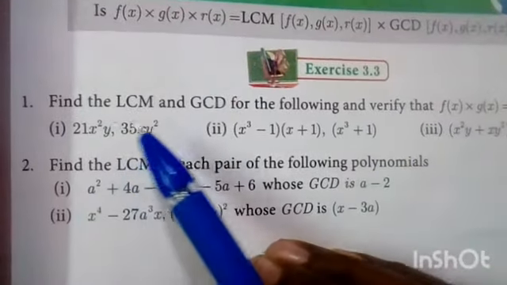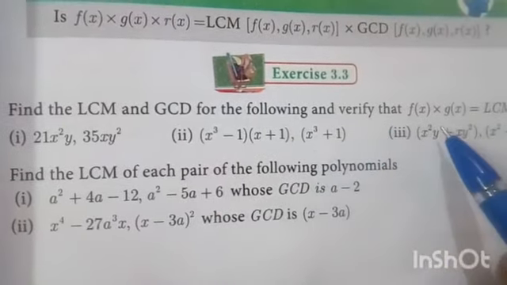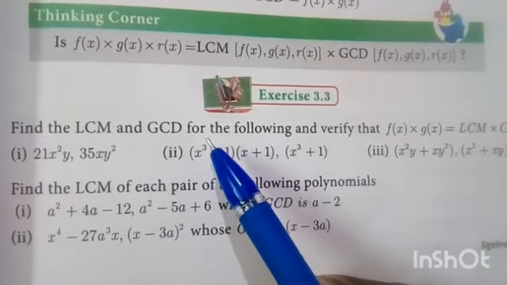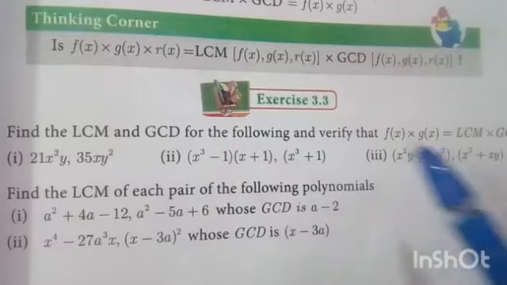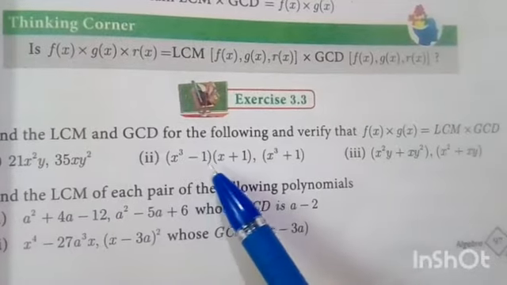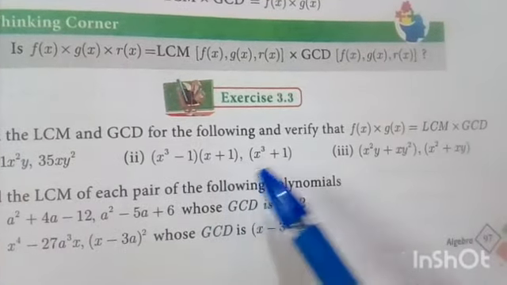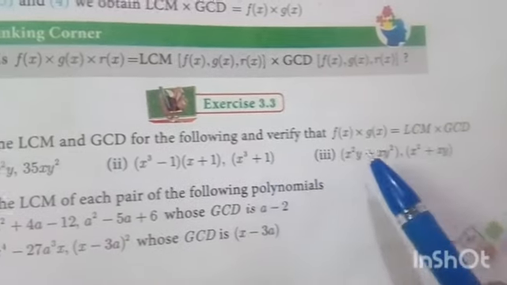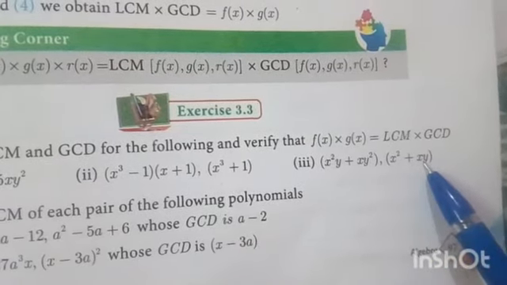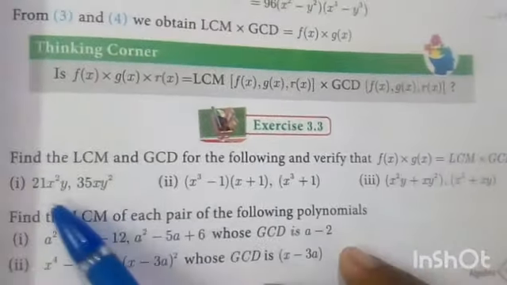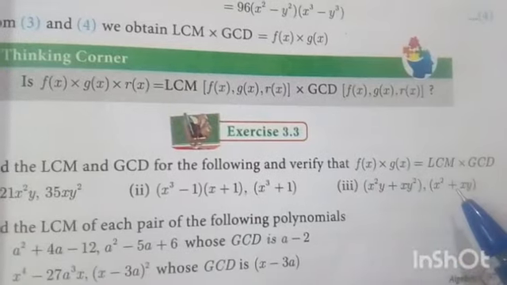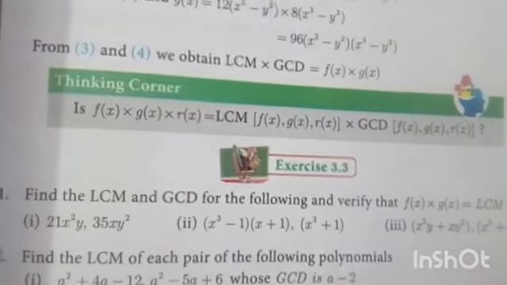Exercise 3.3, first problem: find the LCM and GCD for the following and verify that f(x) into g(x) is equal to LCM into GCD. We want to find LCM and GCD, then check f(x) into g(x) is equal to LCM into GCD. The first problem: 21x square y, 35x y square. Second problem: x cube minus 1 into x plus 1, and another expression, x cube plus 1. Third problem: first expression x square y plus xy square, second expression x square plus xy. Each expression is considered as a polynomial, f(x) and g(x).